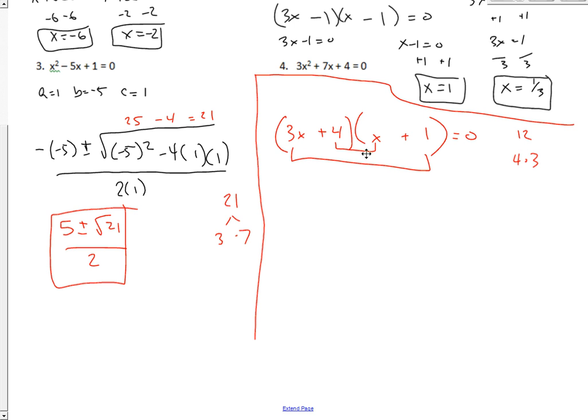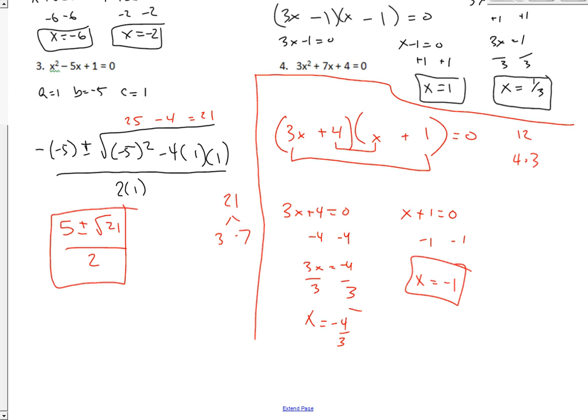So we're going to set each one of these equal to 0. So 3x plus 4 equals 0. Subtract the 4. You get 3x equals negative 4. And then divide by 3. And you get x equals negative 4 thirds. For x plus 1 equals 0, you subtract the 1. And you get x equals negative 1. And those are the two solutions.